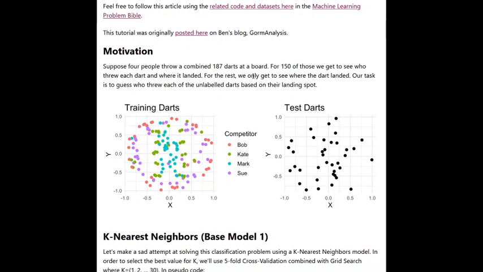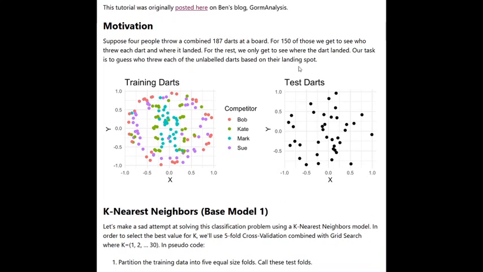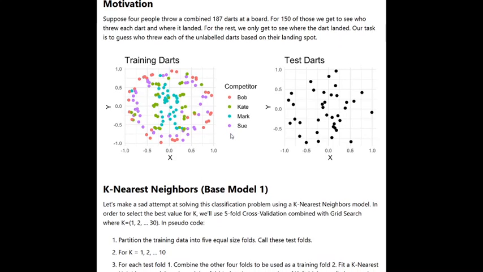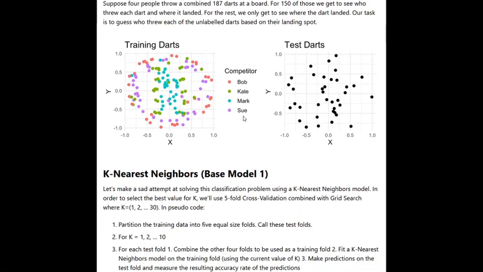So here there are 187 darts at the board. For 150 of those, we get to see who threw each dart and where it landed. For the rest, we only get to see where the dart landed. The task is to guess who threw each of the unlabeled darts based on the landing spot. Competitors, we have four of them: Bob, Kate, Mark, and Sue. And we have a graph here showing the training darts and the test darts with the black dots.